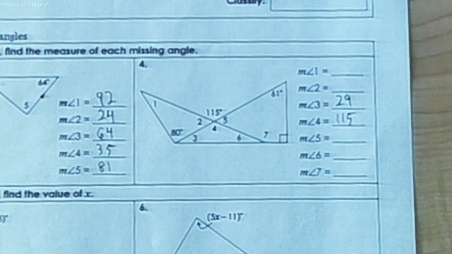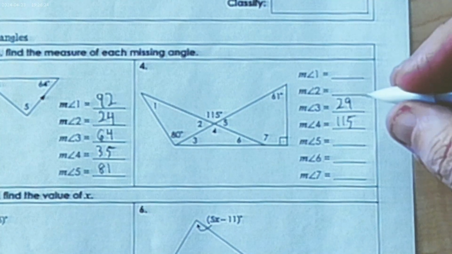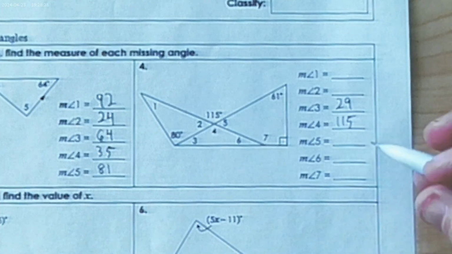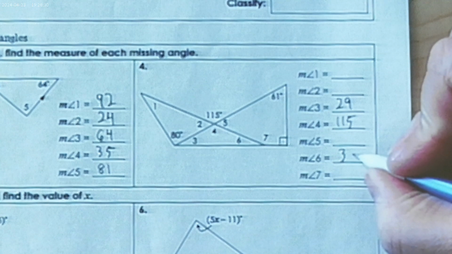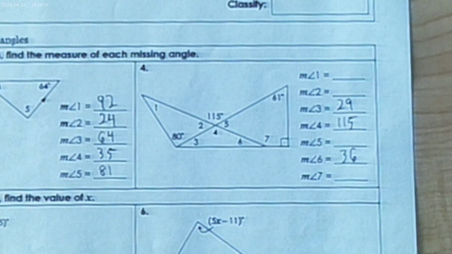Then that means if 3 is 29 and 4 is 115, well, in that case, 180 minus 29 minus 115 is 36. Oh, all right. Well, that means that angle 6 is 36. All right. So let's see what else I can figure out.